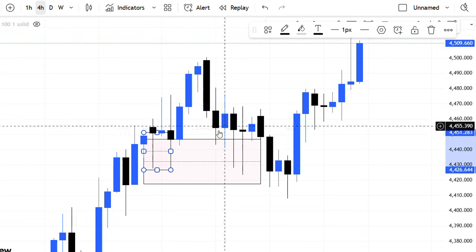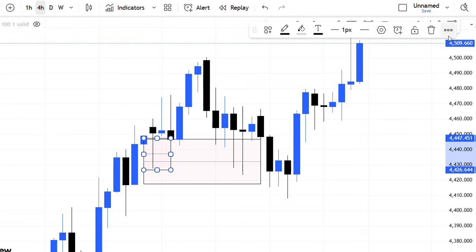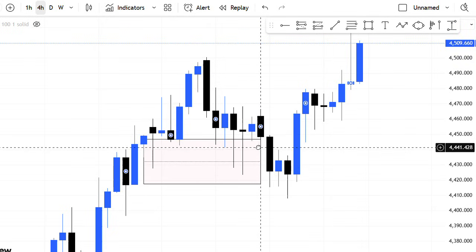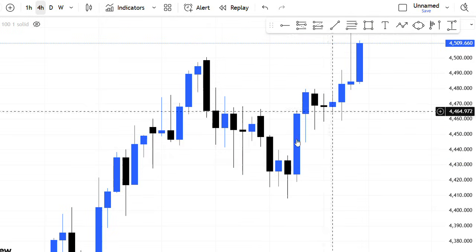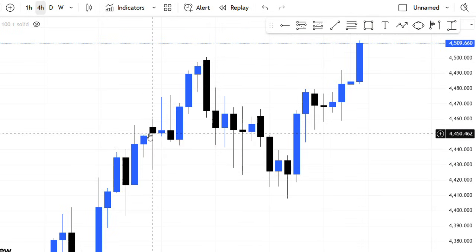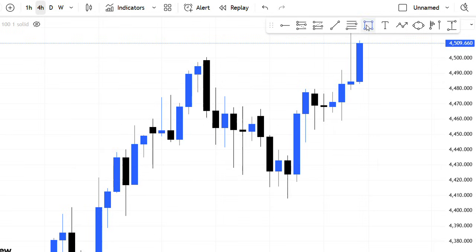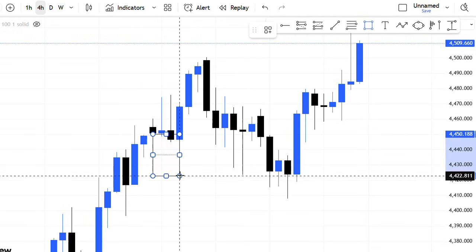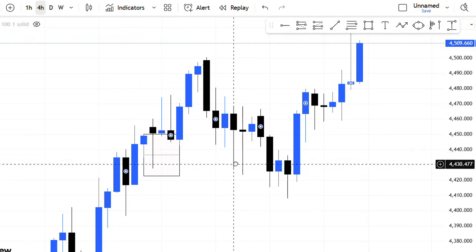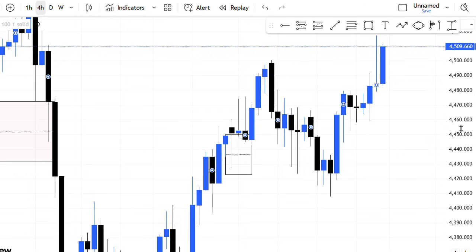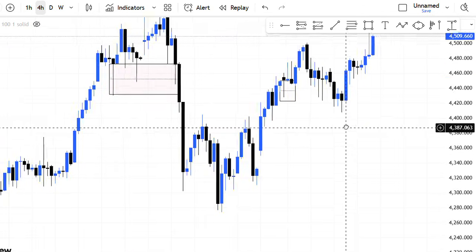But let's go over the confirmation. Let me remove this one here. As you can see, the wick of the candle is longer than the body of the candlestick. So this is an example of what I mean by long liquidity. For this example, like I said, this is a buy trend.